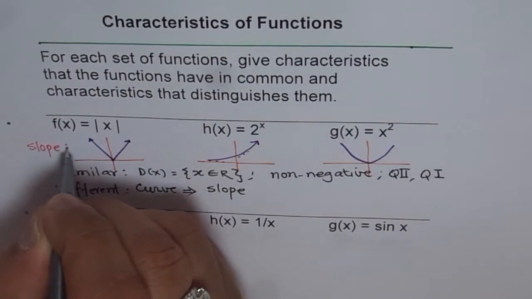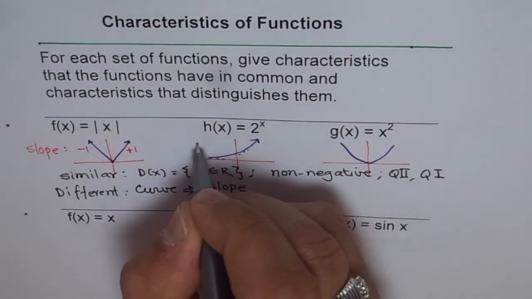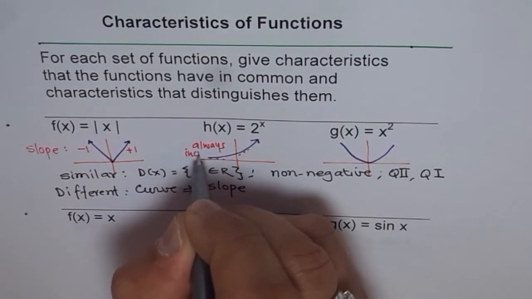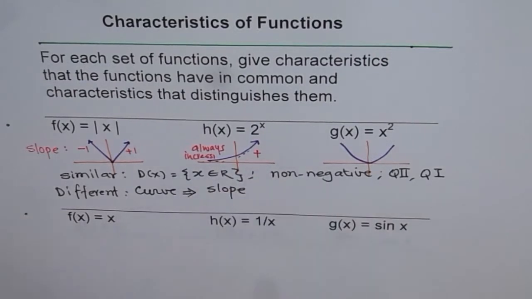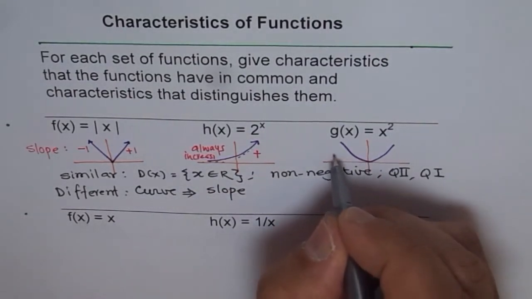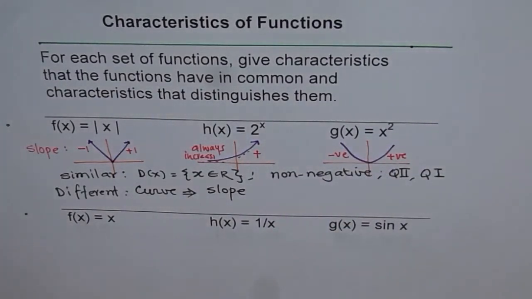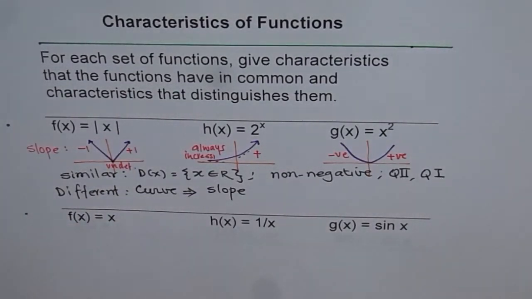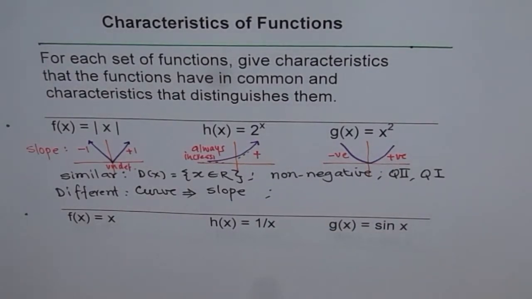So slope is -1 here but +1 there, right? Here the slope is always increasing, and it is positive. Do you see that? It goes from almost 0 to positive. But in this case, the slope is negative on this side and positive on that side. Do you see that? With undefined here. So that is how they're different in their slopes. Correct? So that is one way we could explain the difference between all three.